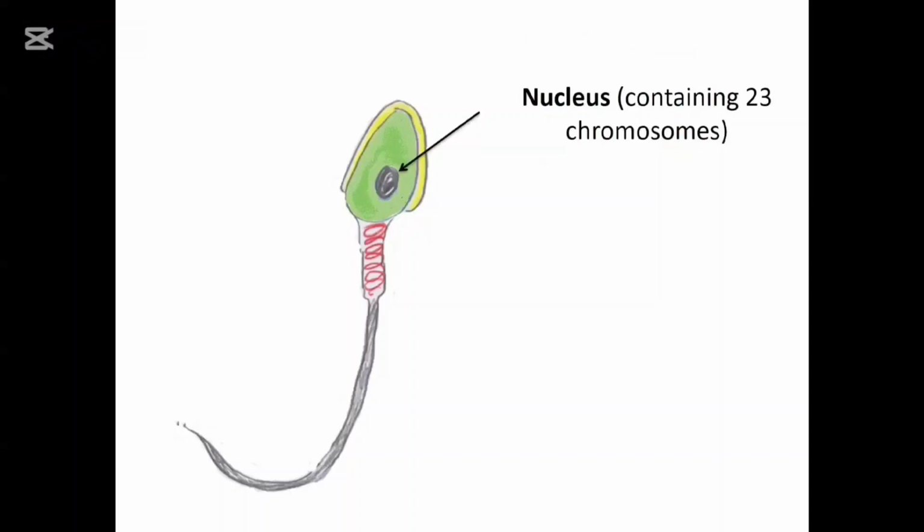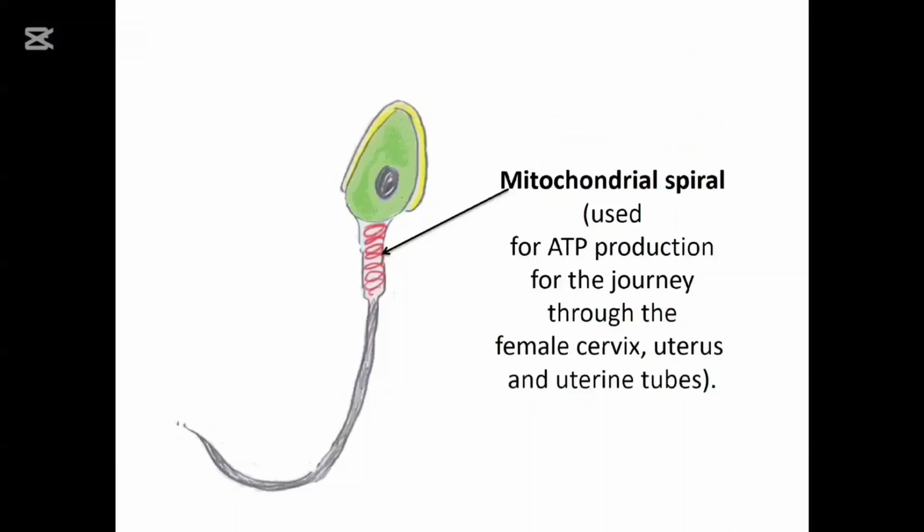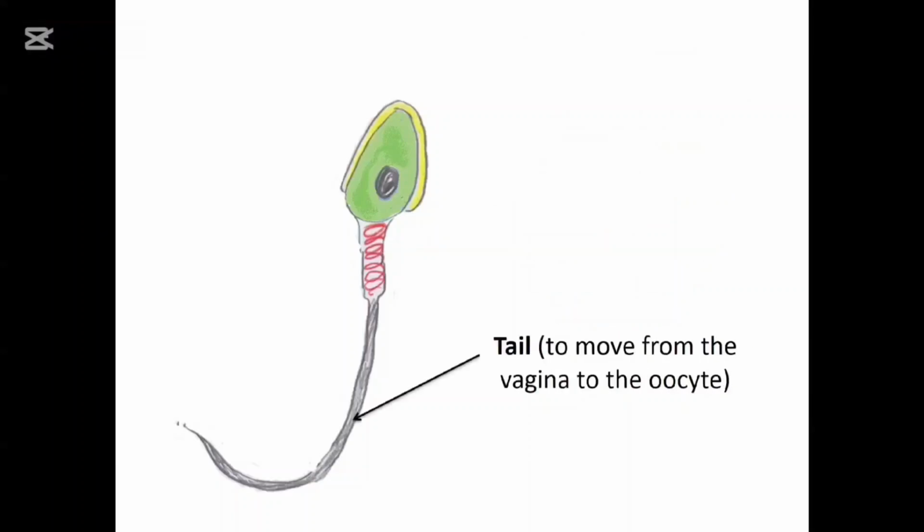Here is the place where the digestive enzymes are released, allowing the head to penetrate the female egg. And here is the haploid number, I mean 23 chromosomes. And here is the spiral that produces ATP, as I just mentioned, for the long trip in the female cervix, uterus, and uterine tube. And here is the tail that allows movement of the sperm. However, the movement of the sperm is not directed. They move everywhere, and only the lucky one reaches the ovum, by chance.